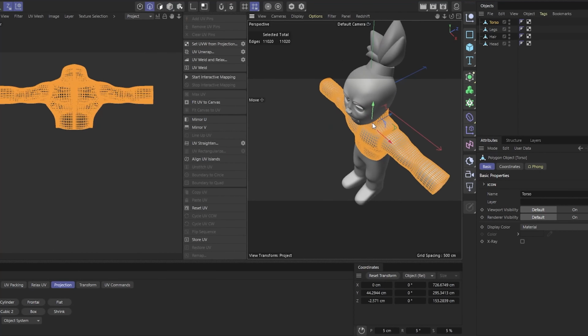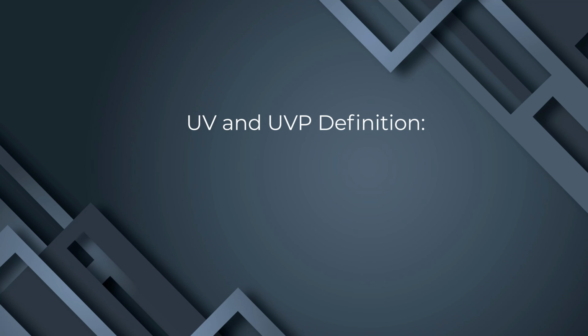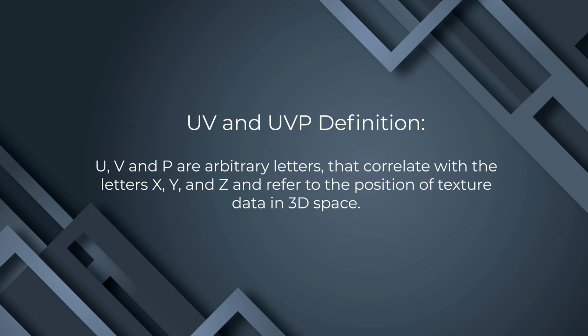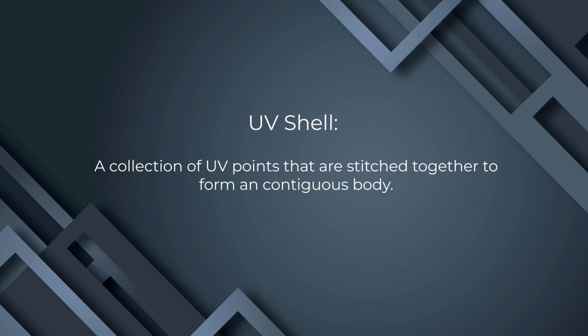We're going to first start out with some terms. UV and UVP definition. UV and UVP are 2 or 3 arbitrary letters that correlate with the term and letters X, Y, Z. They refer to the positional data of textures in 3D space. UV shell, a collection of UV points that are stitched together to form a contiguous body, kind of like a single piece of fabric that is sewn together with other pieces of fabric. A shell is a single body.